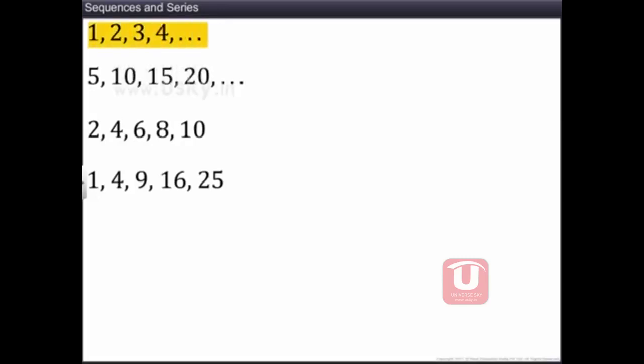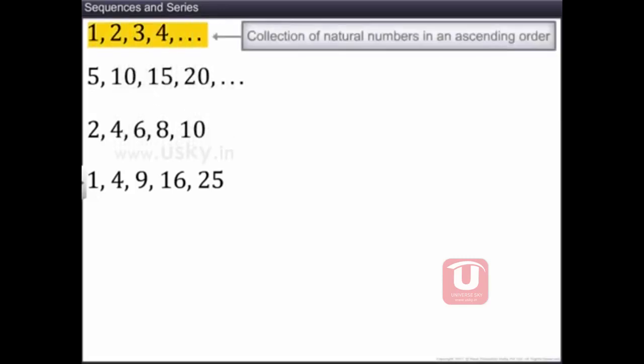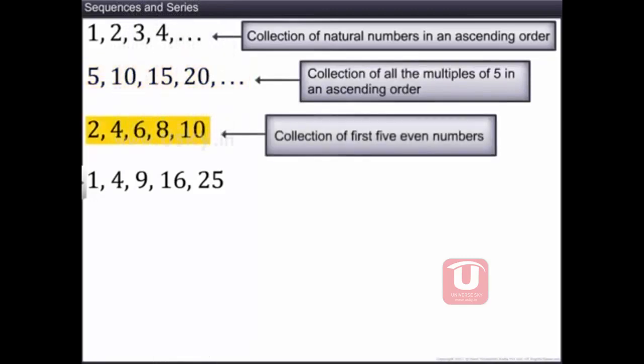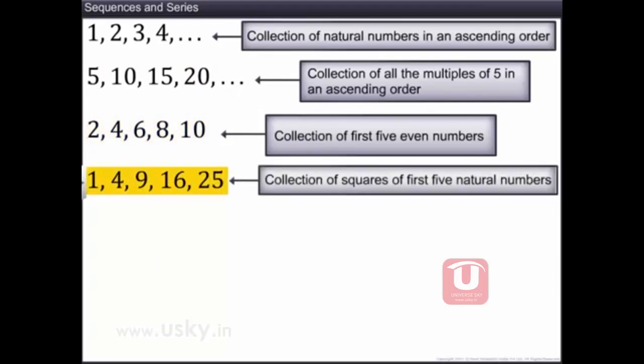In the first collection, all the natural numbers are listed in ascending order. In the second collection, all the multiples of 5 are listed in ascending order. The third is a collection of the first 5 even numbers. And in the last one, the collection of squares of first 5 natural numbers has been listed. In each collection, there is a specific rule or order in which the numbers are listed.